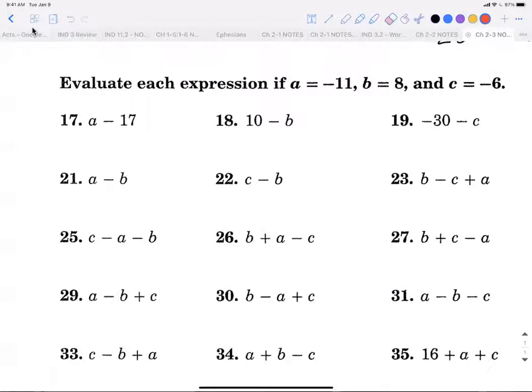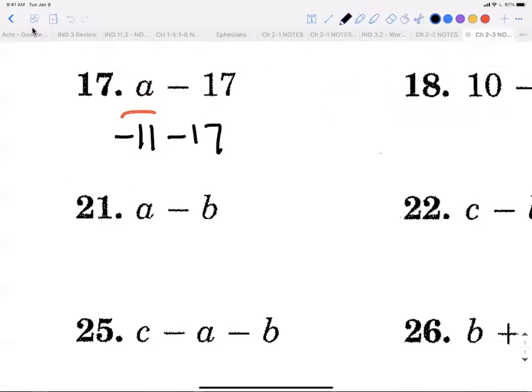Especially when you've got a variable. If you have a variable like A, you need to write out the problem plugging in what A is. And in this case, A is -11. So I need to rewrite this problem. The first thing you should do is rewrite your problem, replacing the A for what A equals, which in this case is -11 minus 17. Now I'm ready to do the actual work of it. Now I have plugged in what A equals. Now I've got -11 and -17.